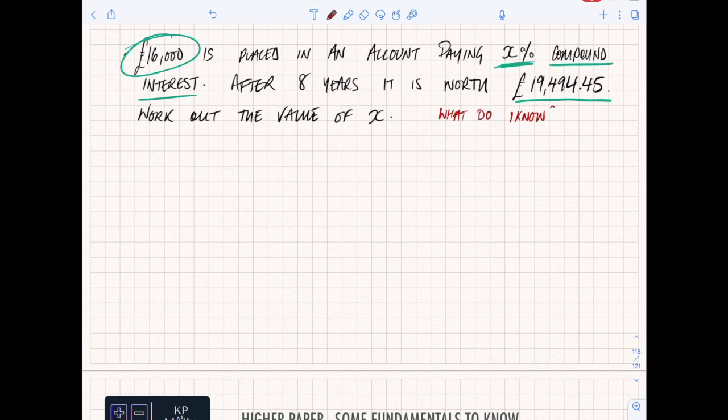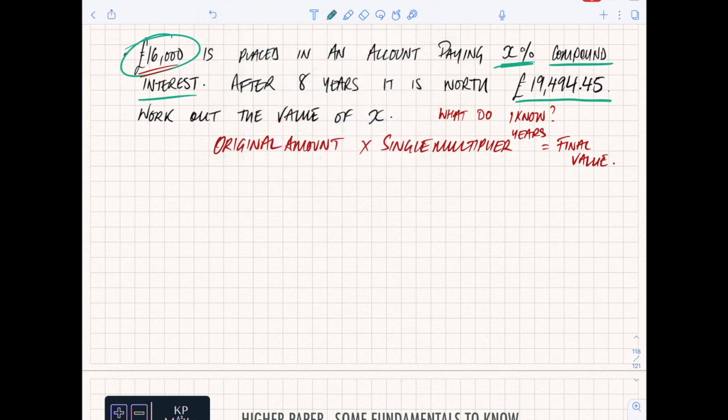So I know the original amount, okay? And if we're talking about compound interest, this is what you should be thinking about. So the original amount times by a single multiplier, and to the number of years will give you the final value, okay? So with compound interest, that's your formula that you want to be thinking about. Again, if you need a little bit of recap on compound interest and compound decay, it's worth watching my video I've done on that.